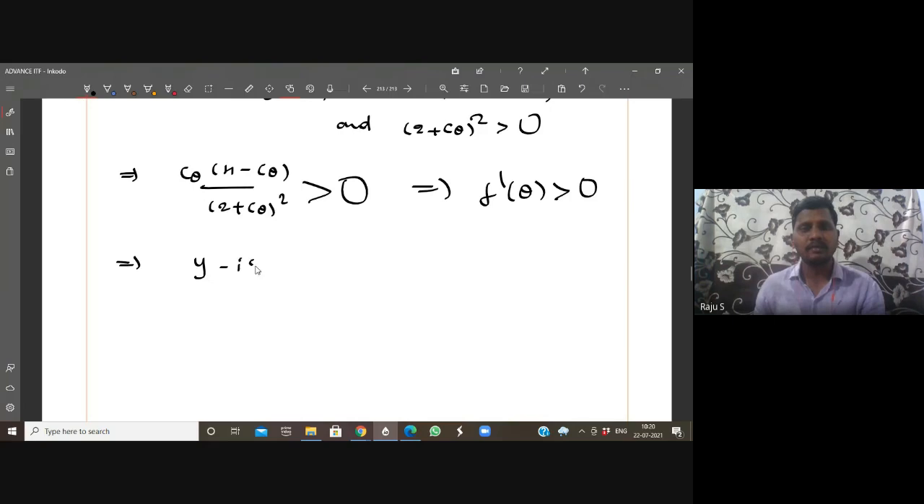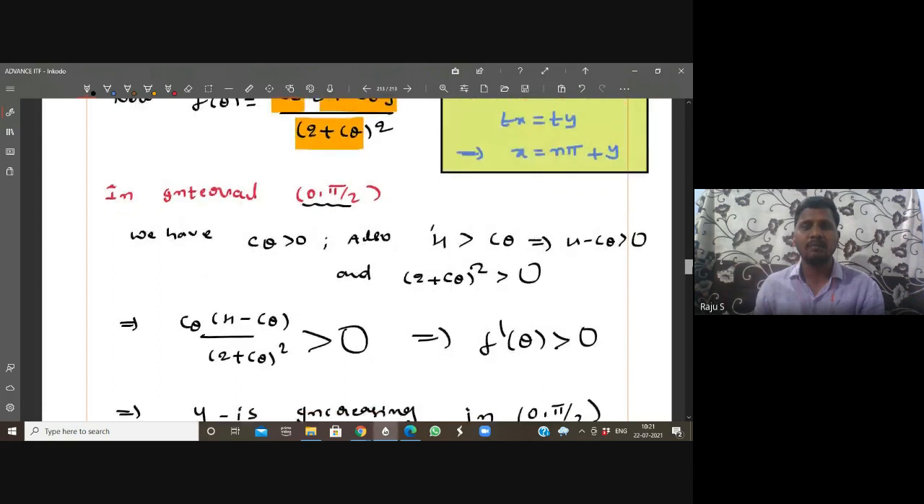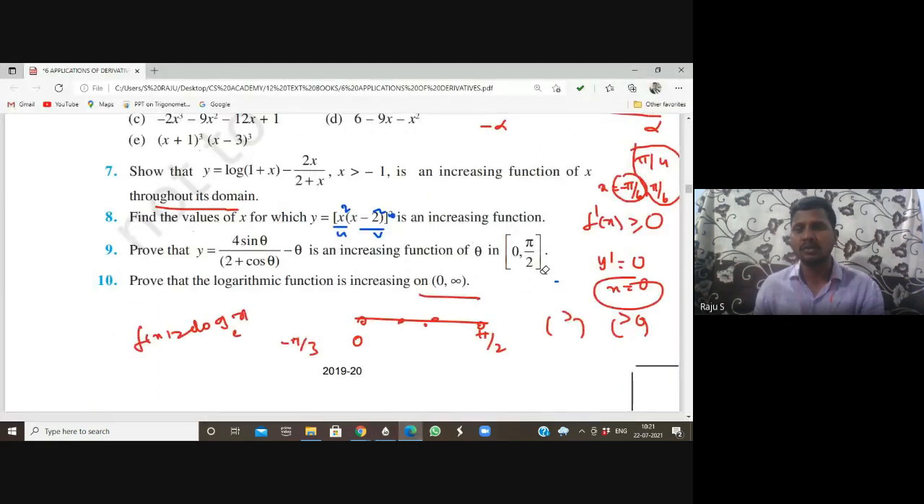y is increasing. Increasing means strictly increasing here, not greater than or equal to 0, since it is greater than 0. So y is increasing in the open interval 0 to pi by 2. I checked in the open interval, but the question asked about the closed interval. So what shall we do here?